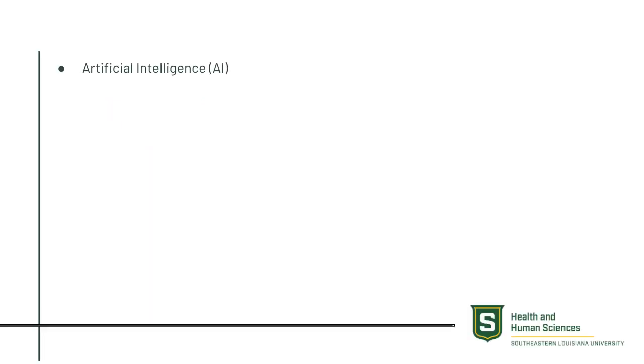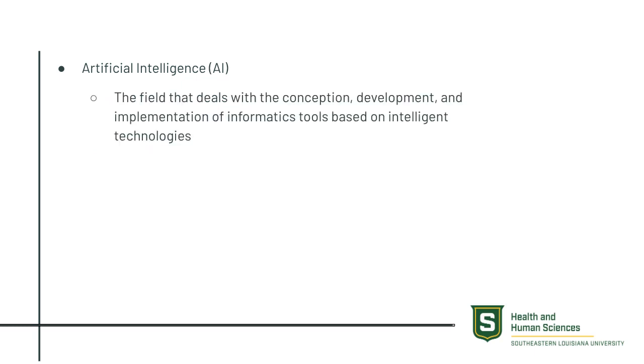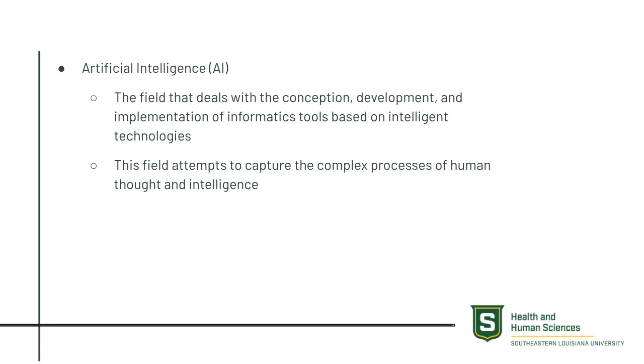So some of the ways in which we have used cognitive informatics in healthcare is artificial intelligence. Artificial intelligence is a field that deals with the conception, development, and implementation of informatics tools based on intelligent technologies. This field tries to capture processes of human thought and intelligence. It's more or less like trying to get machines that behave like the human brain. So that's basically what artificial intelligence is.